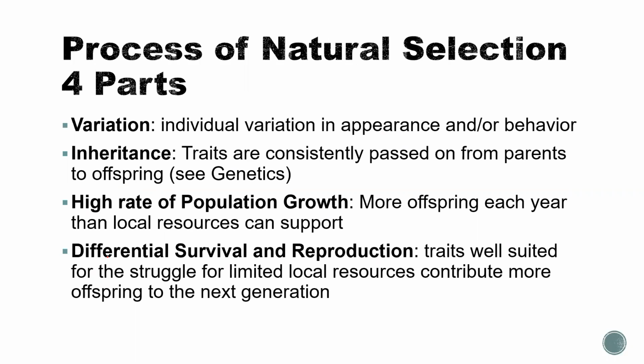You have to have variation. So this means individual variation in appearance or behavior. So this would be fish that are either striped or not. That would be your variation. You have at least 2 different phenotypes, 2 different physical appearances. This trait has to be heritable. It has to be consistently passed on.